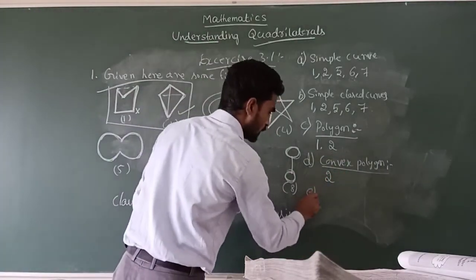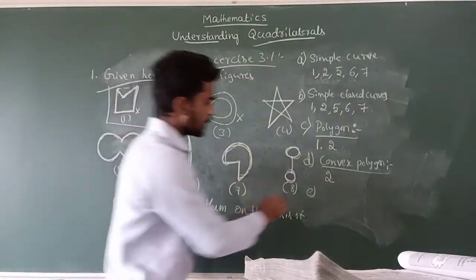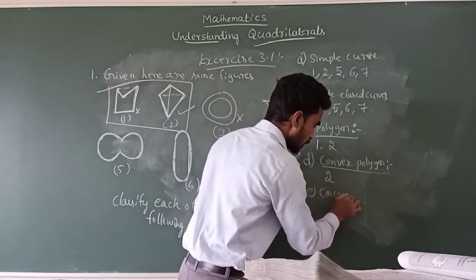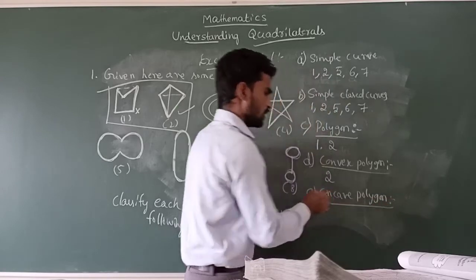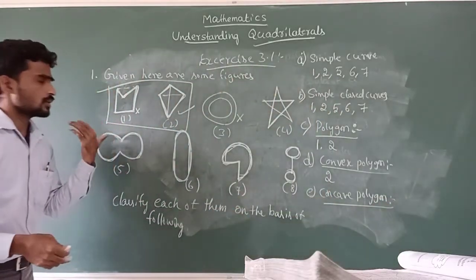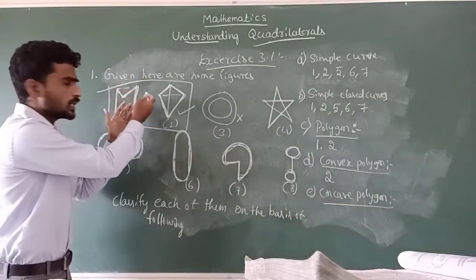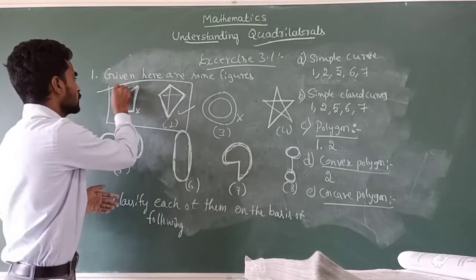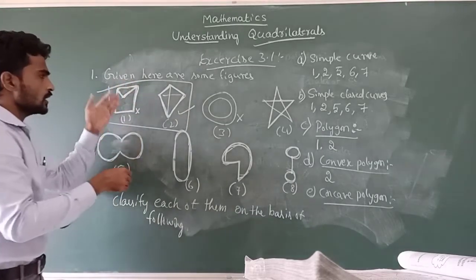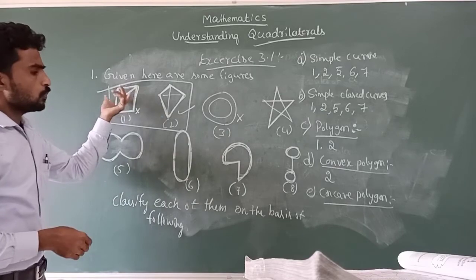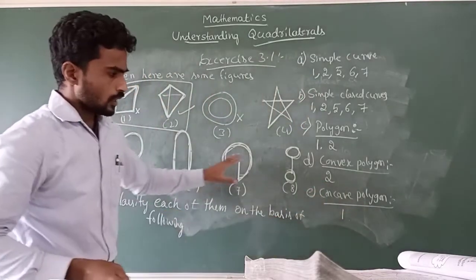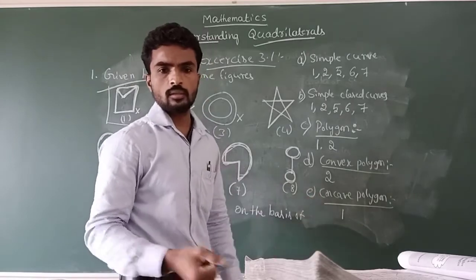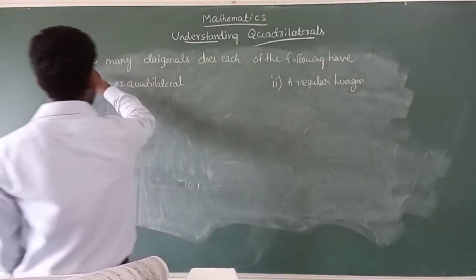Next one D. Next concave polygons. We already know that in concave polygons diagonals are outside the polygon. Here this diagonal is outside the polygon. Therefore 1 is the example for concave polygon. Now we have moved to question number 2.